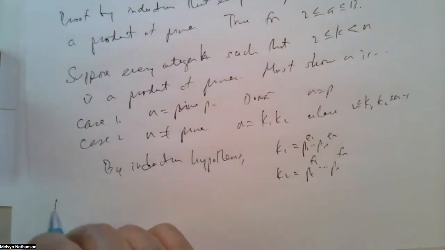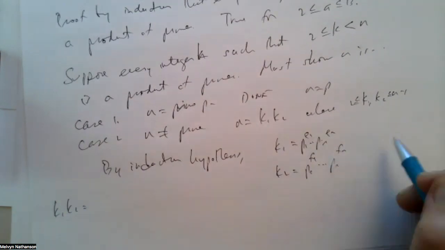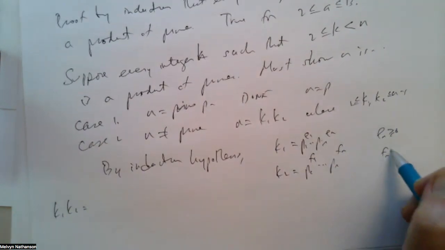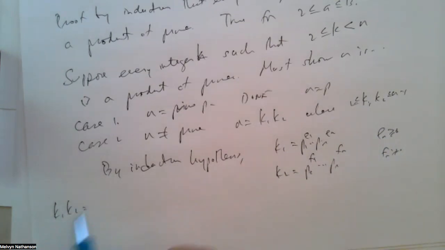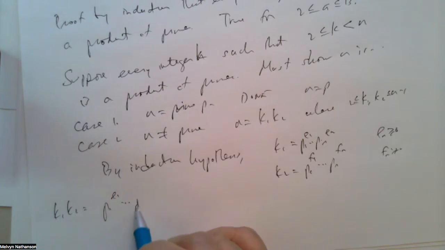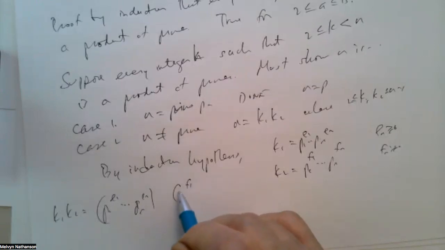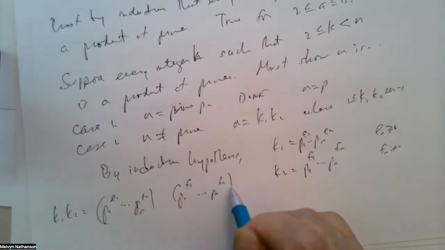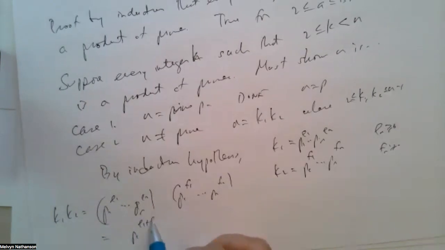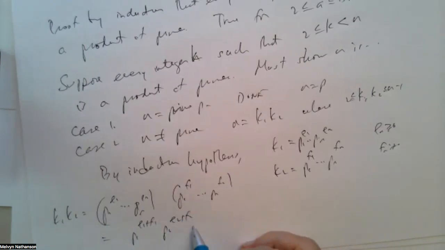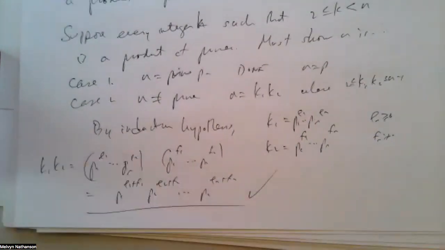So when I multiply k1 and k2 with these exponents, which could be 0 or positive, it's p1 to the e1 up to pr to the er, times p1 to the f1 up to pr to the fr. That's p1 to the e1 plus f1, p2 to the e2 plus f2, up to pr to the er plus fr. Product of primes, so we're done. So this is a very simple proof by induction that every integer is a product of prime numbers.